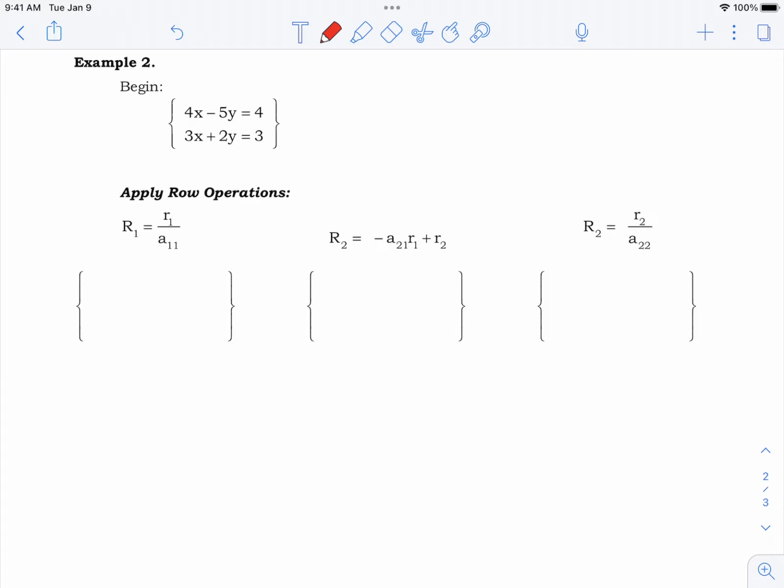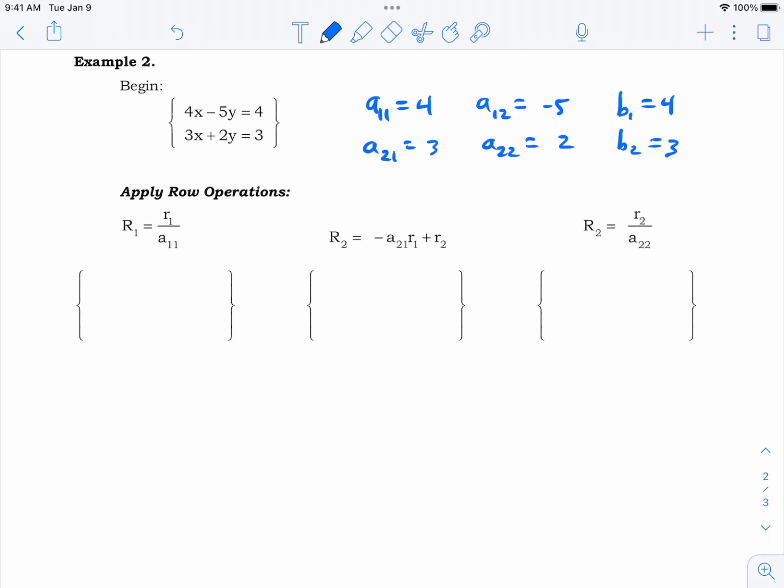Let's go through this motion one more time. Here's our starting point. We're beginning with this system of equations. At the moment, a sub 1,1 equals 4, a sub 1,2 equals negative 5, b sub 1 equals 4, a sub 2,1 is equal to 3, a sub 2,2 is equal to 2, b sub 2 is equal to 3. Now that's only at the moment. Like I say, these are all going to change. By the time we get to our finished system, those are all going to be different numbers, or maybe not all, but they probably will. So let's start changing them.